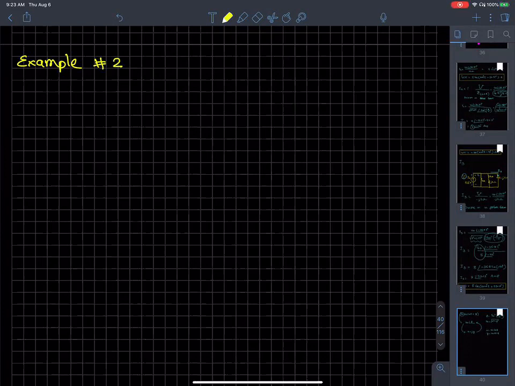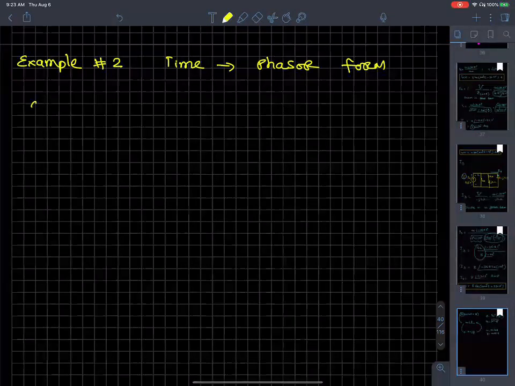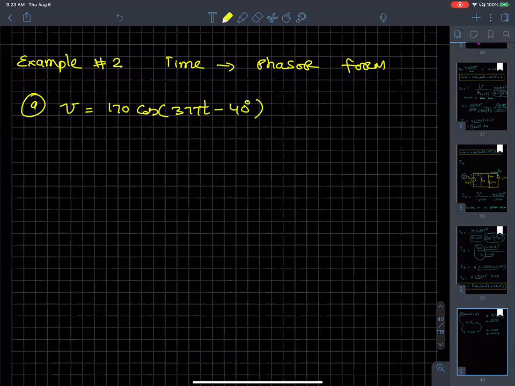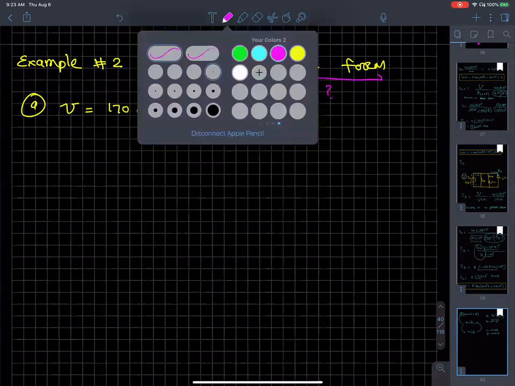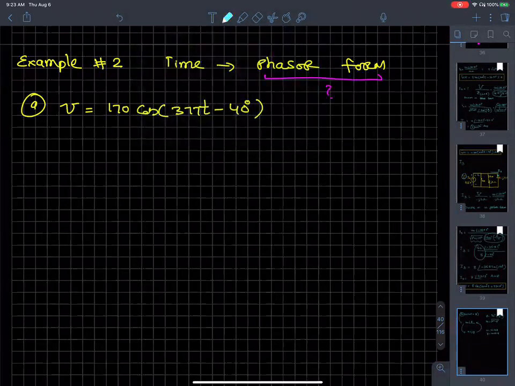Conversion from time domain to phasor form. I give you a time domain expression. V is 170 cosine 377t minus 40 degrees. And what is the phasor equivalent of it? What's the phasor form of it? That's what we are expected to find out. So this problem is an easy problem. The phasor equivalent of this is simply 170 angle negative 40 degrees.